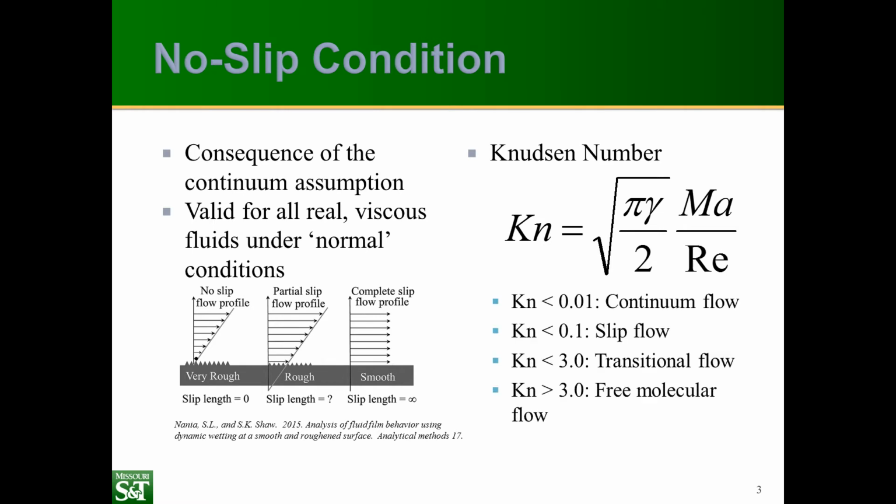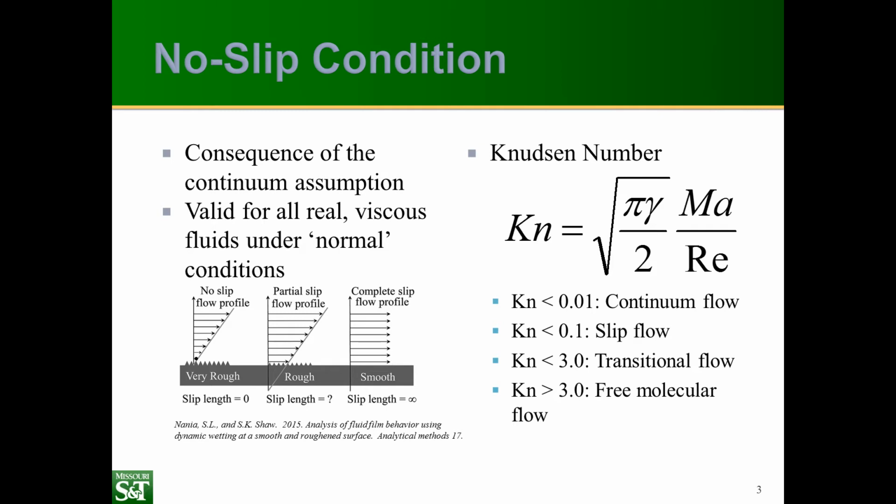So if the Knudsen number is less than 0.01, we have a continuum flow. So the continuum assumption is valid. If it's less than 0.1, we have what we call a slip flow, which looks like the middle figure on the left here, where you have some slip near the wall because you have very few molecules, but still you have some version of the no-slip condition applied. And then if the Knudsen number is more than 3, we have free molecular flow, where we essentially have complete slip and we no longer have a valid no-slip condition. The slip length becomes basically infinite.